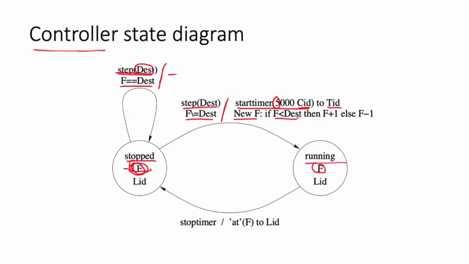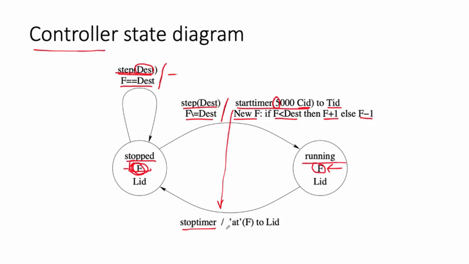So if F is less than dest, then it will go to F plus 1. If I need to go up, I go up by 1 floor, or else I go down by 1 floor. Then I'm in the state running, and it's staying there. F is the floor I'm going to, the new F, and I'm running. Nothing happens until I receive a stop timer message. The start timer will actually eventually send a stop timer message, which means I've arrived.